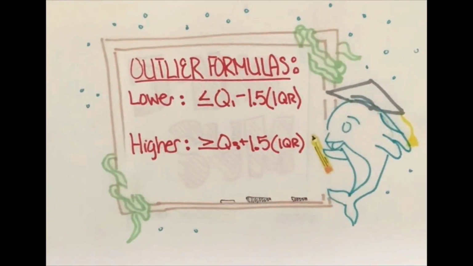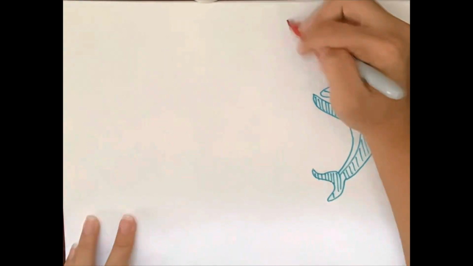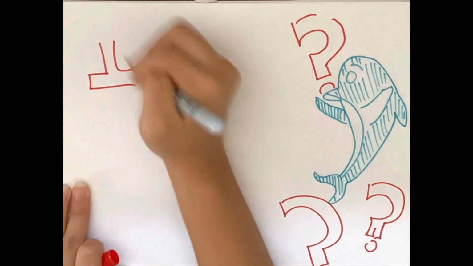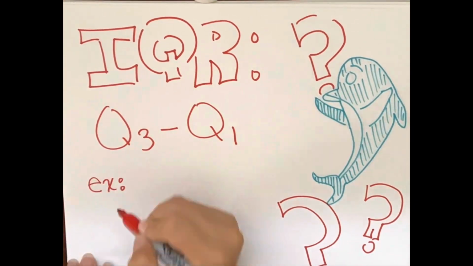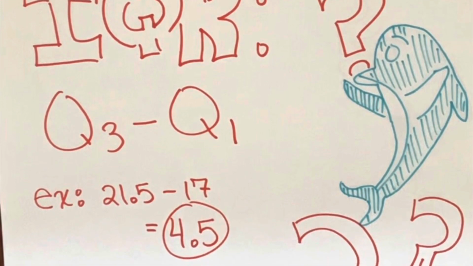Displayed are the outlier formulas with Q1 as quartile 1 and Q3 as quartile 3. Now you might be wondering then, what is the IQR? The interquartile range is the spread of the middle 50% of your data and can be calculated by subtracting Q1 from Q3. Thus, in this example, our interquartile range is 4.5.